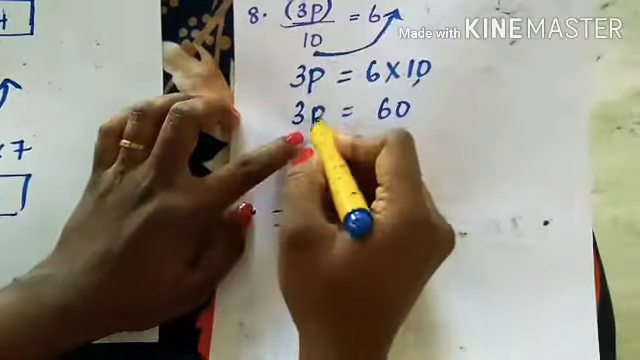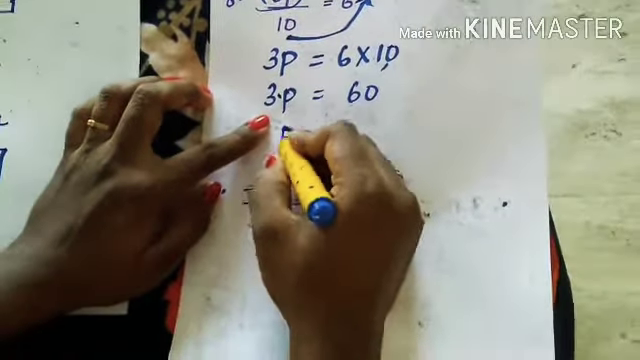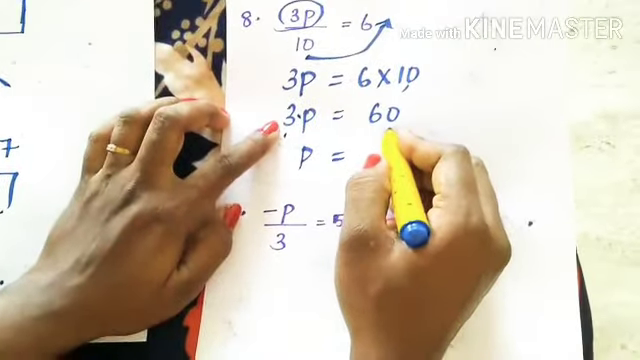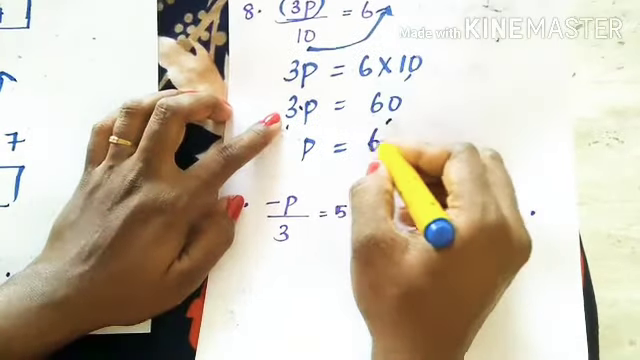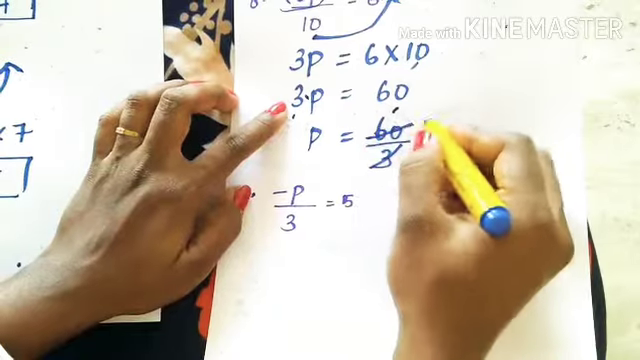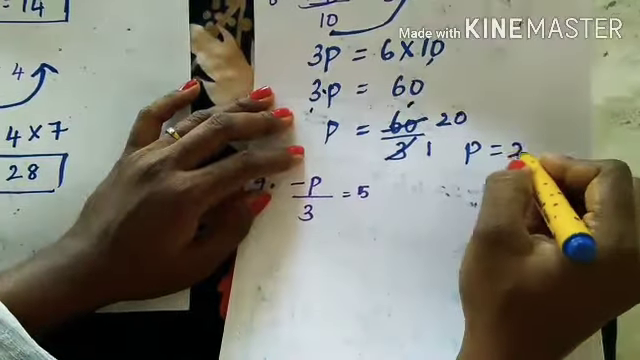So now you can see here 3 into p. Separate the variable p. Multiplication on this side, when it goes to the other side of the equation, it becomes division. So 60 divided by 3. 1 3 is 3. 2 3s are 6. 0 is there. So p is equal to 20.